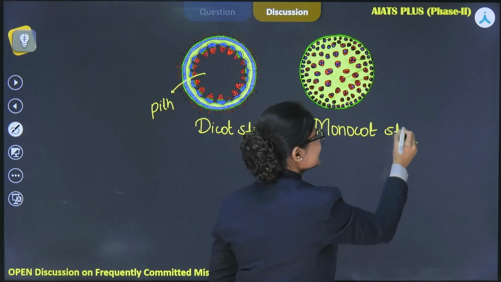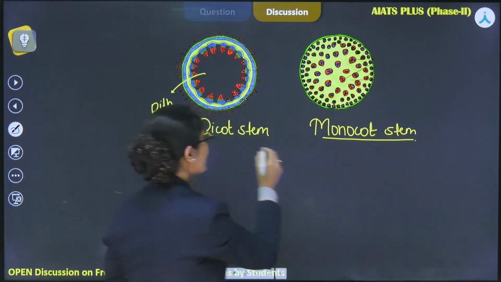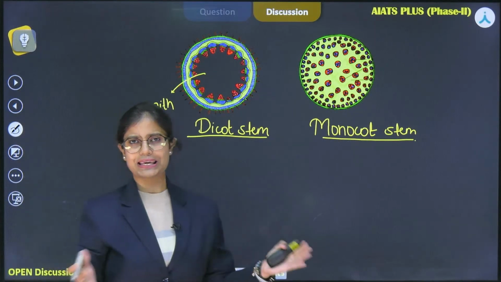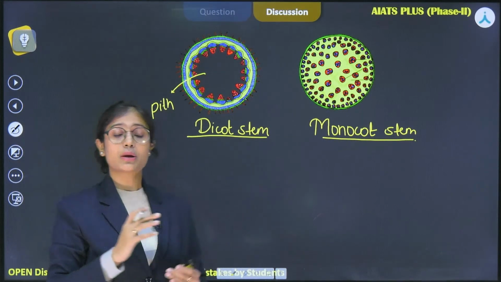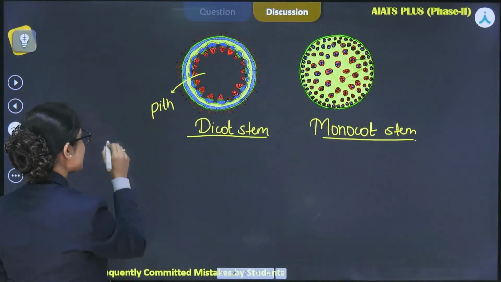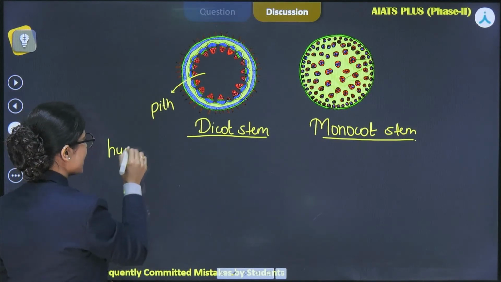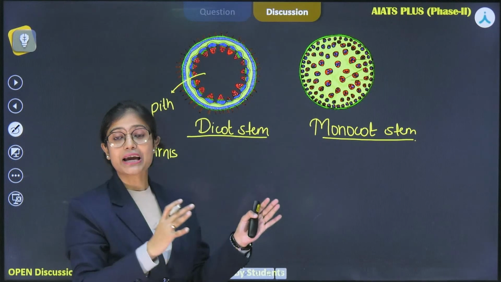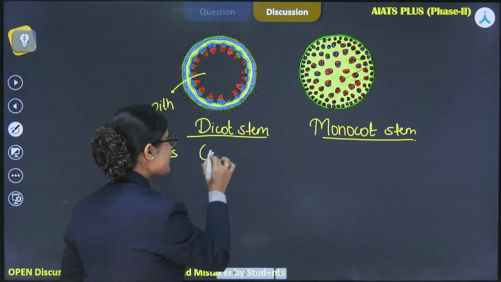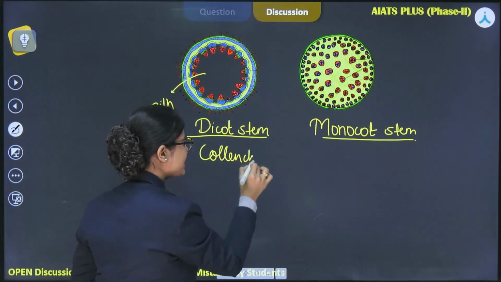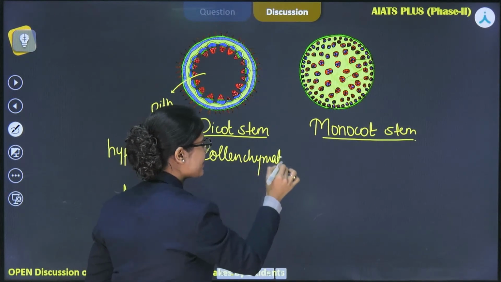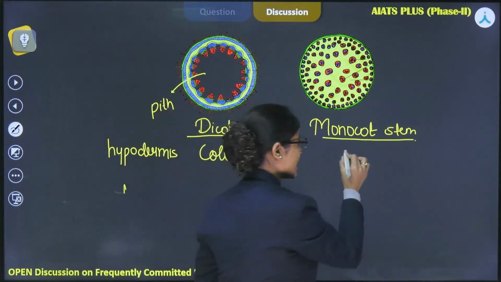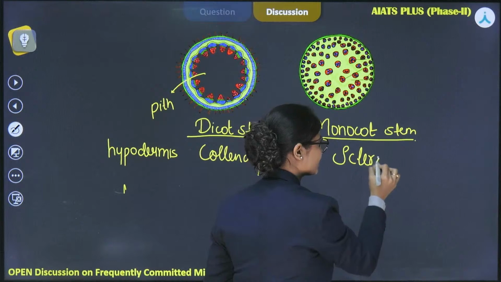Okay, now let's start differentiating between them. If we talk about the epidermis, which is the outermost layer, it is a single layer in both, so it is common between them. Now let's talk about the next layer, that is hypodermis, which is present next to the epidermis. In the dicot stem, it is collenchymatous, that means collenchyma is present in the hypodermis. In the monocot stem, the hypodermis is sclerenchymatous.